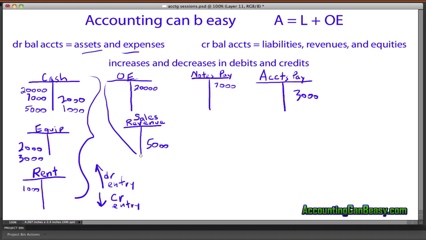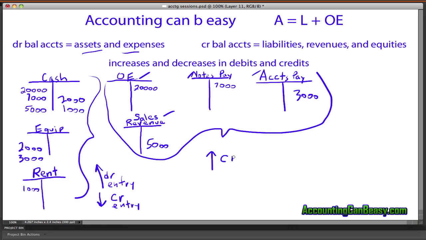Then these accounts are equity, liability, and revenue. We will increase them when we post credit entries. And when we decrease them, we will record debit entries.